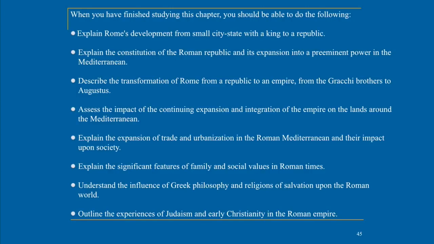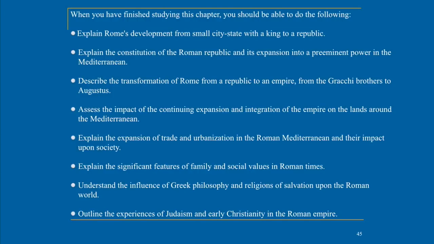Explain the constitution of the Roman Republic and its expansion into a preeminent power in the Mediterranean. How did the Roman constitution set up its republic, and how did that republic eventually become a giant power in the Mediterranean? What major events happened? Maybe something with Carthage. Describe the transformation of Rome from a republic to an empire, from the Gracchi brothers to Augustus. Another timeline, what happened in there.